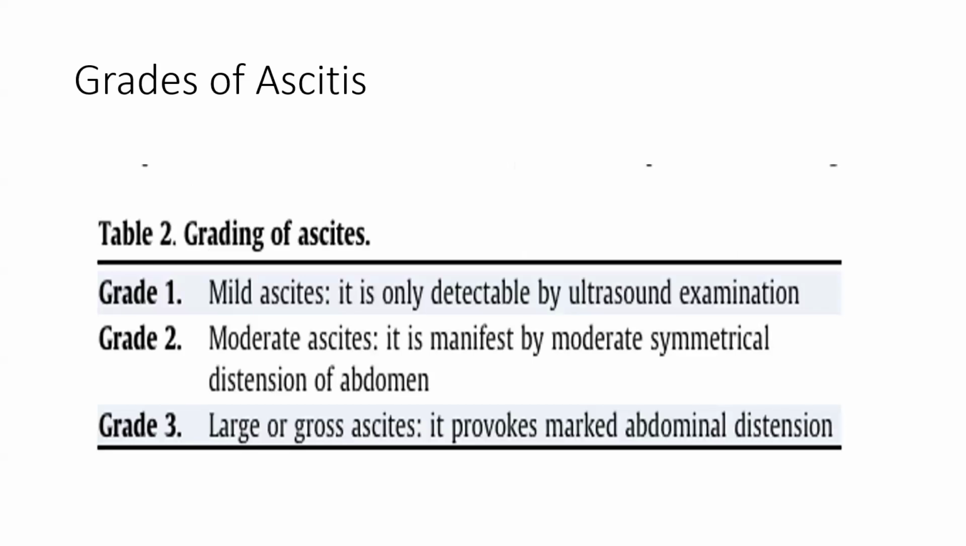Now we will see what the grades of ascites are. Grade 1 is mild ascites, which is only detected by ultrasound examination. Grade 2 is moderate ascites. It is manifested by moderate symmetrical distension of the abdomen. Grade 3 is large or gross ascites, which provokes marked abdominal distension.